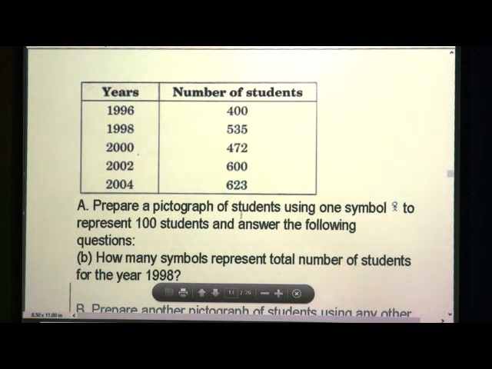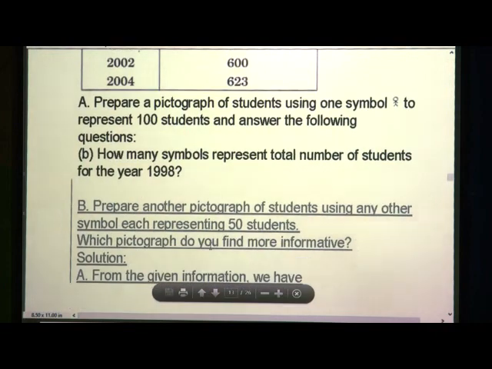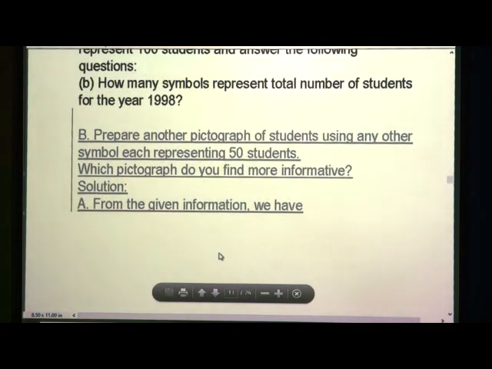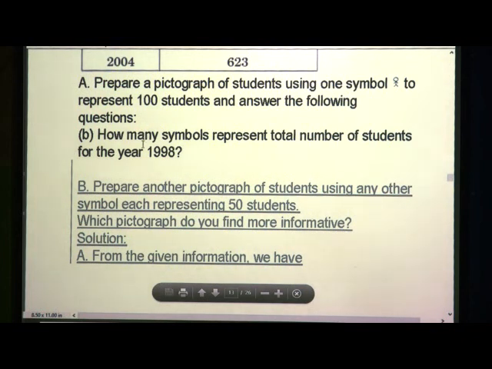Now we need to show the pictograph of students using one symbol, and one symbol represents 100 students. So let us see. After that we need to answer the questions, how many symbols represent the total number of students for the year 1998. In the same way we have one more question, prepare another pictograph of students using any other symbol, each representing 50 students. Which pictograph do you find more informative from the given information?